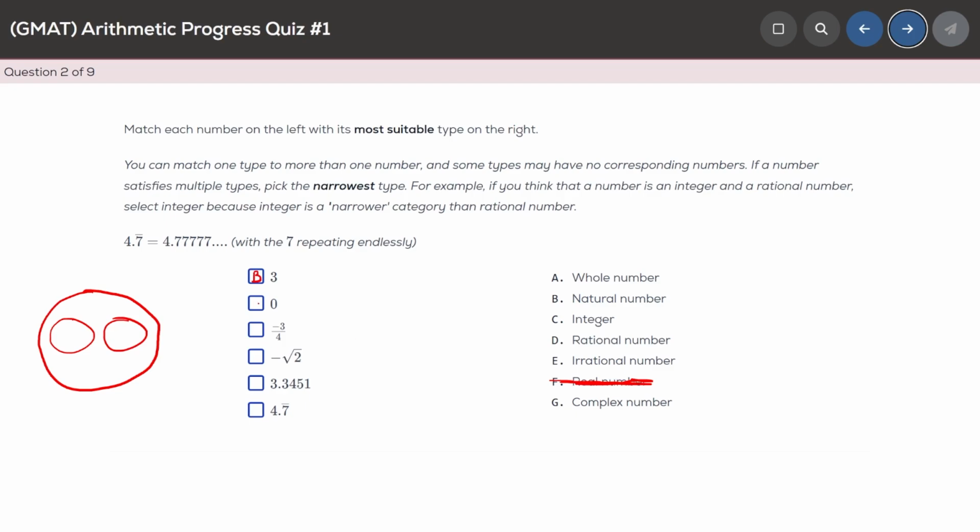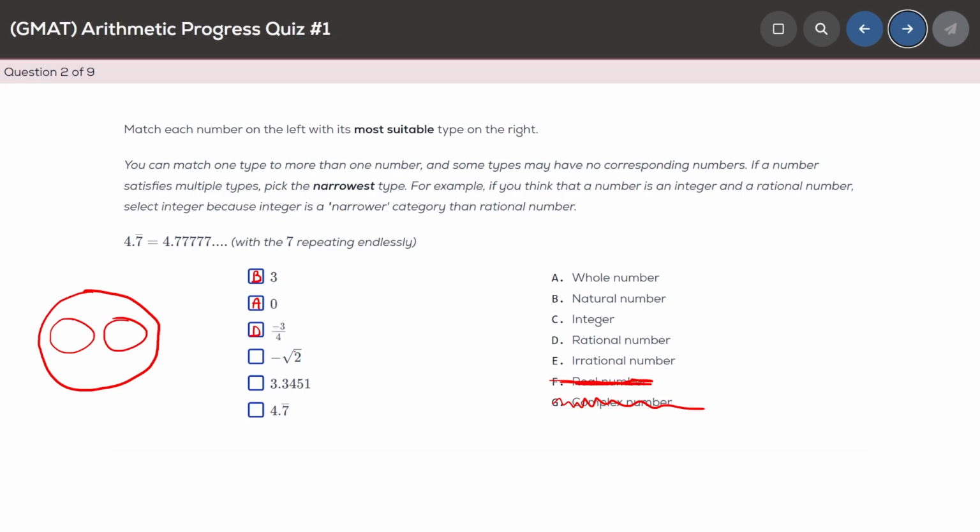All right, 0 is a whole number and an integer. The narrower category is going to be whole number, which is b. So this is just a rational number. It's not a whole number, it's not a natural number, it's not an integer. The best we can say is it's a number that can be written as a fraction, so that's going to be a rational number, which is d. A complex number, that's not on the GMAT. We can get rid of that choice too.